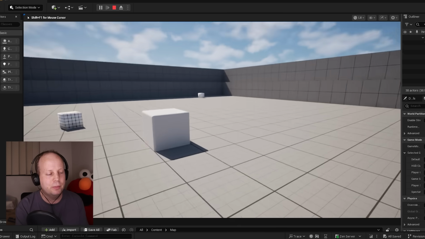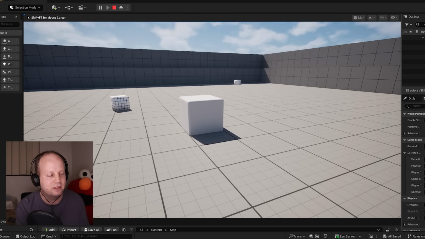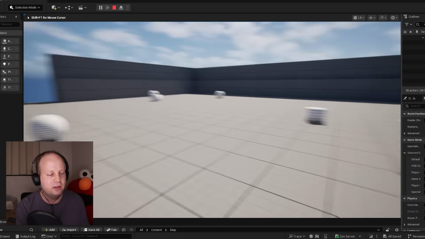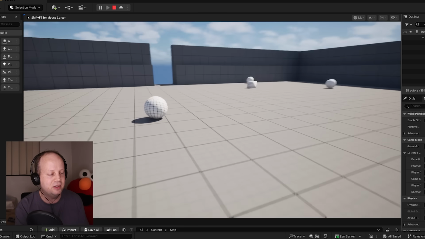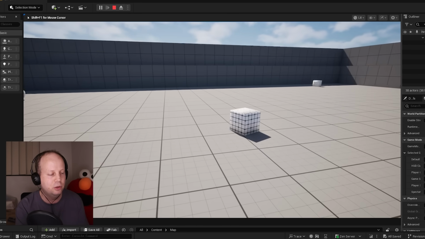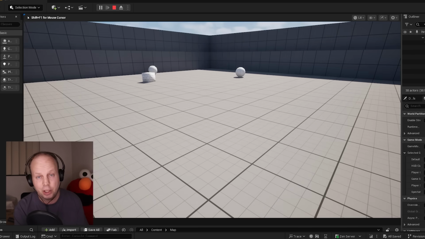So in the middle of the room, I've got basically a trash compactor, and in this room have dropped down a variation of objects, and you're going to see that there's basically two types of objects. I've got a cube and a sphere. That's very obvious what they are from the shape of them.